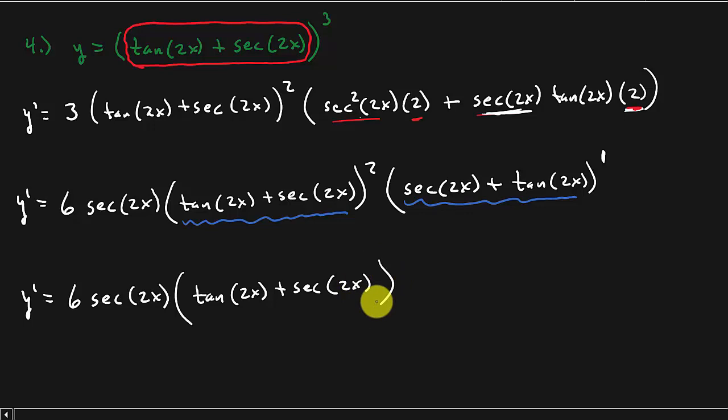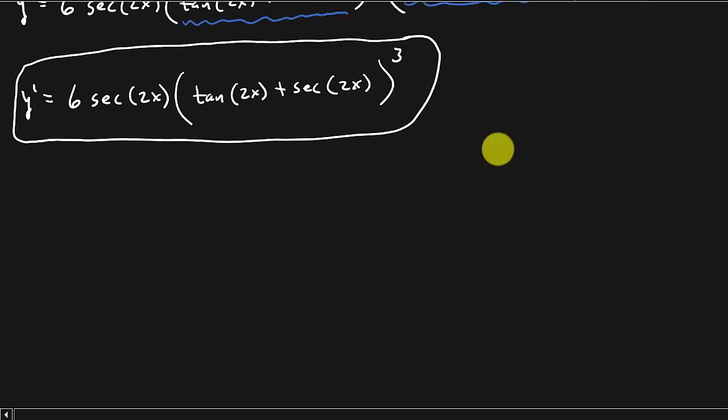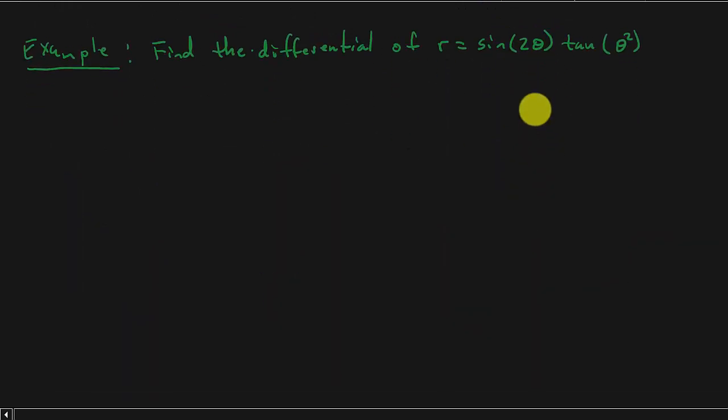You multiply like bases, what do you do? Add the exponents. 2 plus 1 is 3. And there's your answer. All right, moving right along. Find the differential.